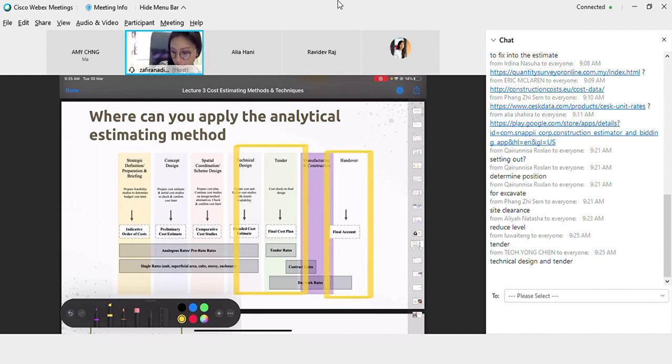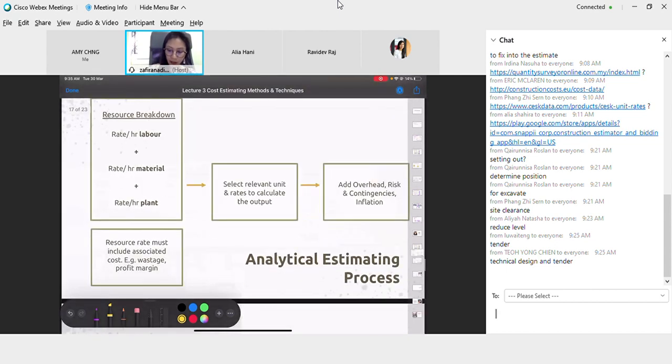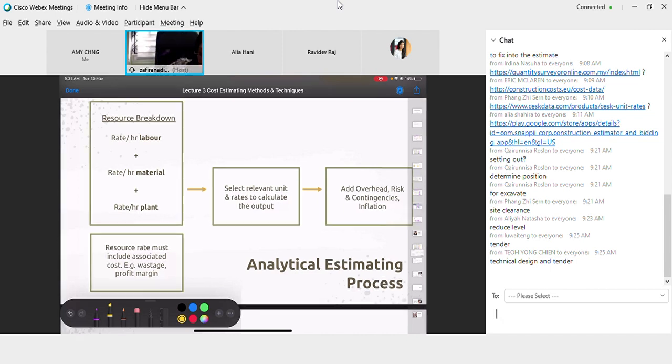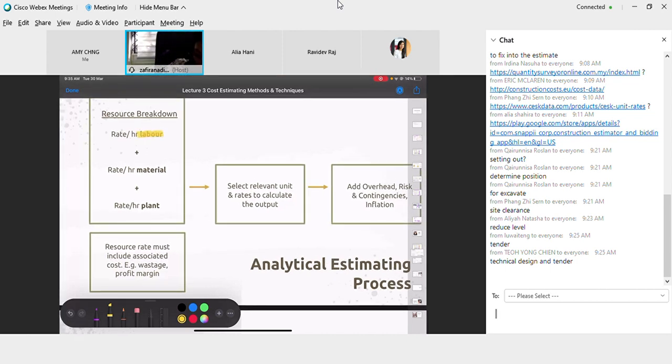Sebab dia relate dan sebab dia detail. Okay? Alright, analytical estimating ni like I said, is very detailed. So dia ada 3 benda, the main component untuk you kira cost estimating dia. Dia ada resource breakdown. Dia kena kira labor, berapa cost labor, berapa cost material dan berapa cost plant. Plant ni bukan tumbuh-tumbuhan ya. Plant ni adalah machineries.